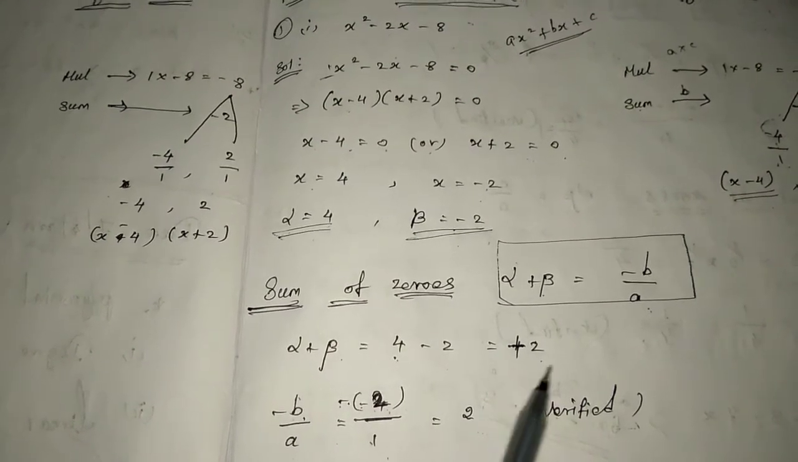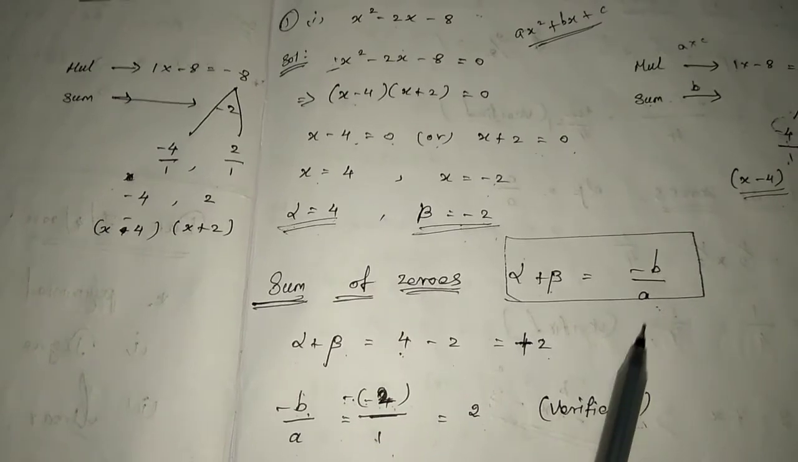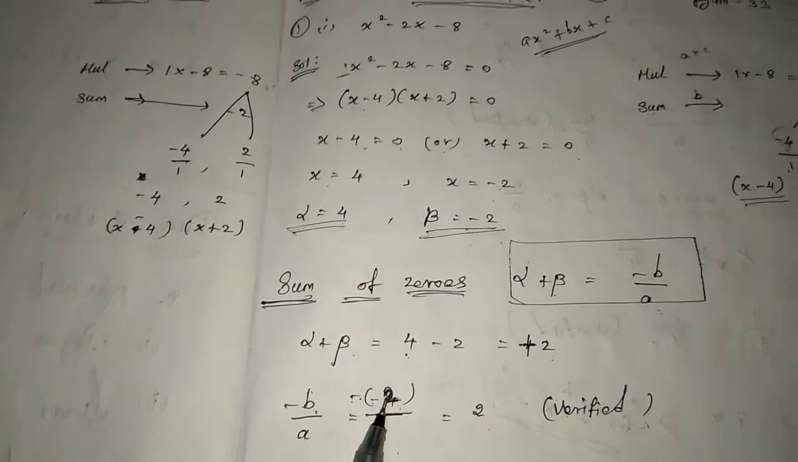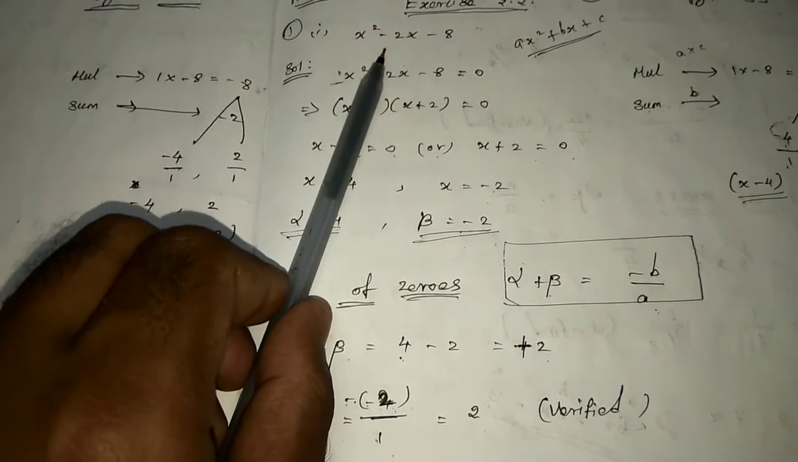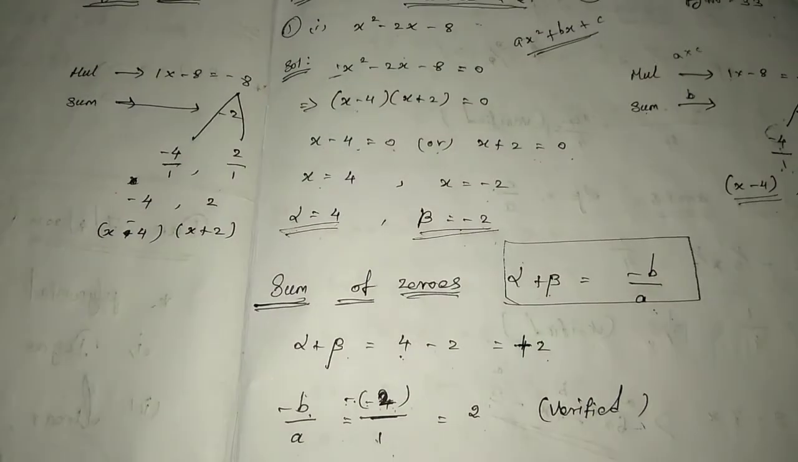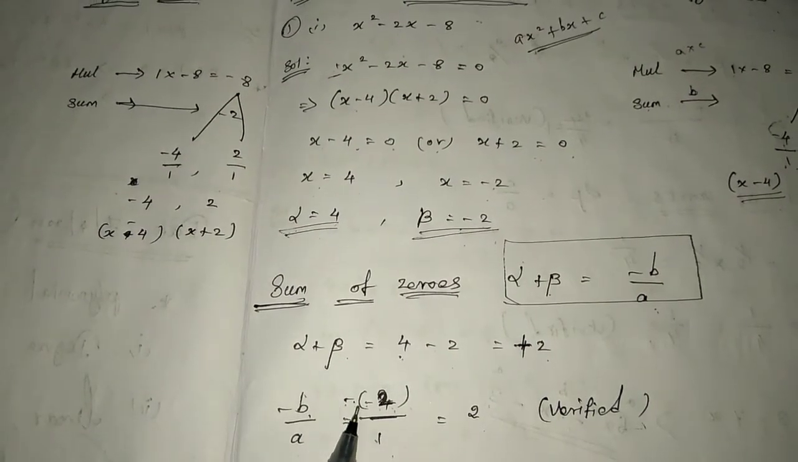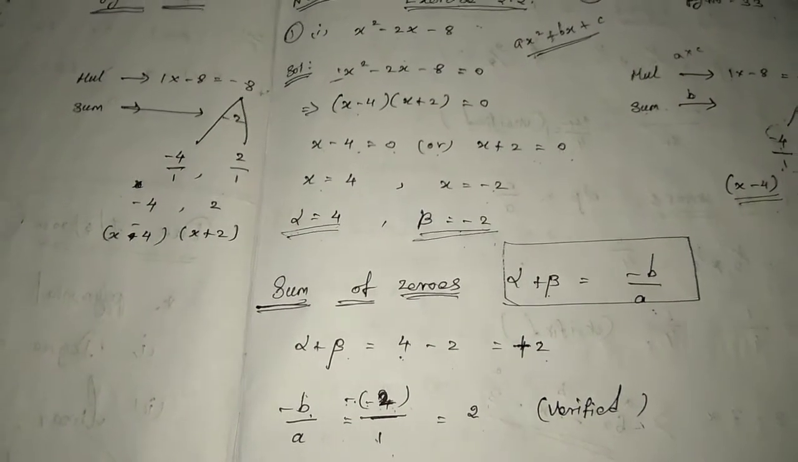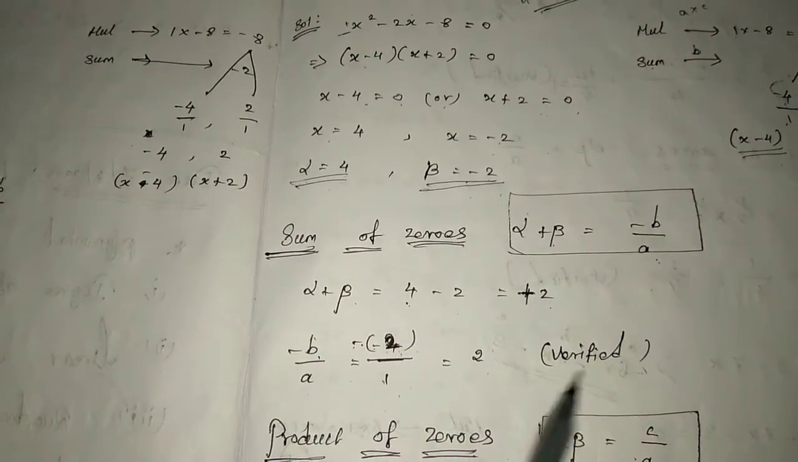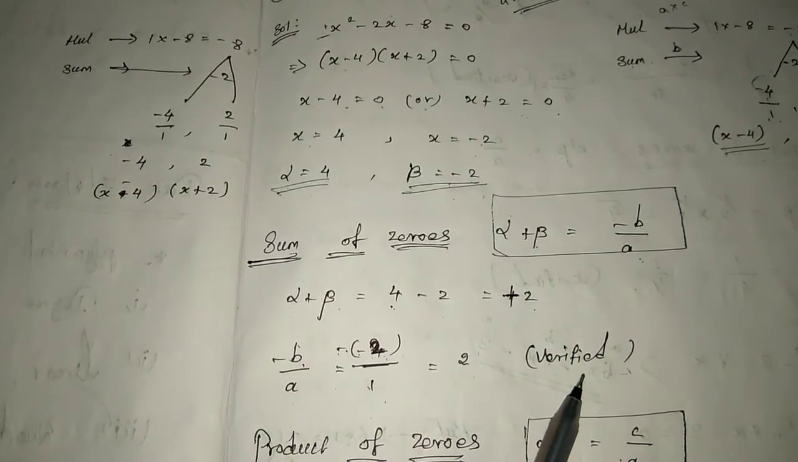All clear? Next, take the right hand side, minus b by a. The b value is minus 2, so you should take the number with its symbol also. So minus of minus 2 by 1, minus into minus is plus, 2 by 1, so it is 2. So the first one is verified. Both numbers are 2. Verified. Are you all clear?